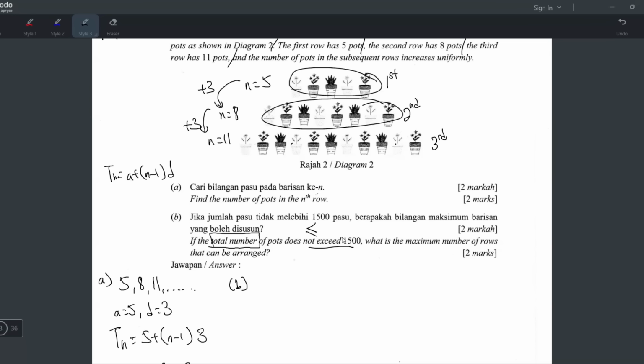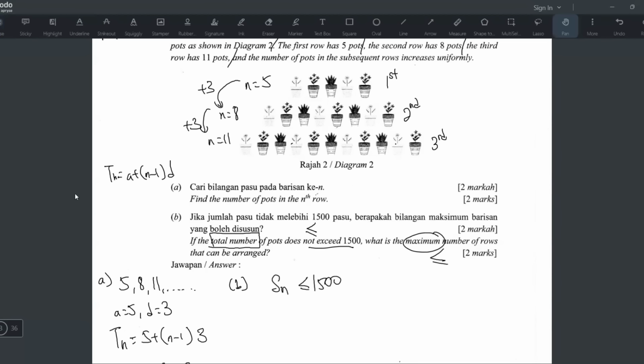So when you plus all these pots in a row, you are actually finding the Sn. Okay, and the Sn does not exceed, so smaller or equals 1,500. Okay, that's what it means by total number of pots not exceed 1,500. Total means you have to jumlahkan. So it has to be T1 plus T2 plus T3 plus don't know how many, don't know the n, but it cannot exceed 1,500. Maximum means you have to choose the answer that is smaller equals little.